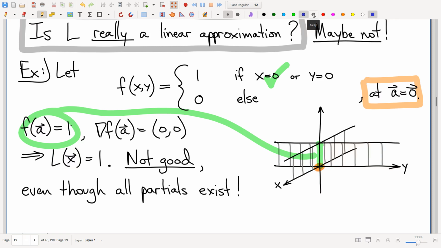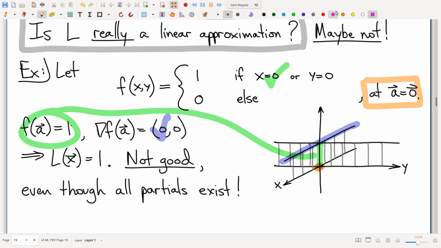So let's start at the origin, of course. As I move in the x direction, how is the function changing? Well, if I'm on the origin, then I'm on the x-axis, and as I move in the x direction, I stay on the x-axis, and the function's not changing at all. It's always 1 as I move in the x direction. So the x partial is 0.